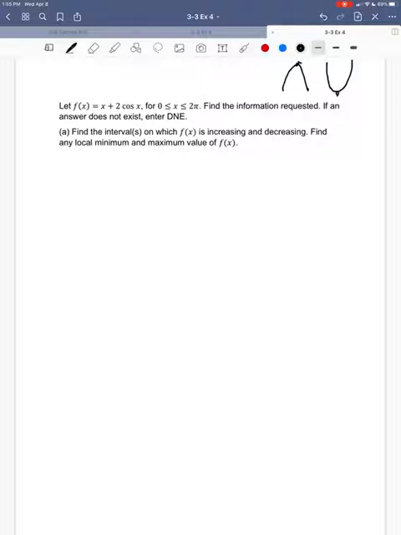And increasing or decreasing, the way I get that information is by looking at the first derivative. If the first derivative is positive, the function is increasing. If the first derivative is negative, then the function is decreasing. So I'm going to look at f prime of x.